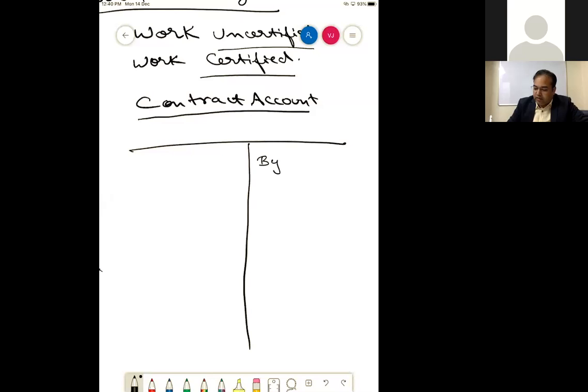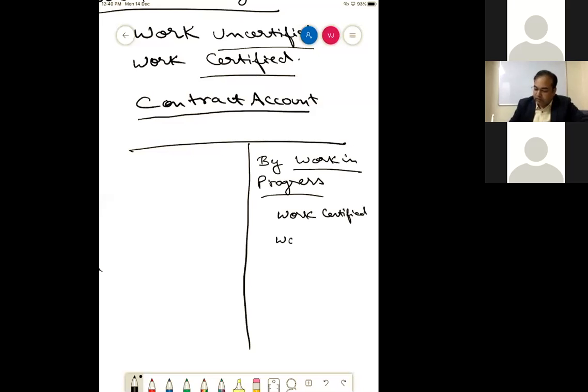On this side, we write work in progress. Now I told that work in progress is classified into two things, that is your work certified and work uncertified. So these are the two things that are written on your right hand side, and on the left hand side we write the contract cost. This would be your amount column.